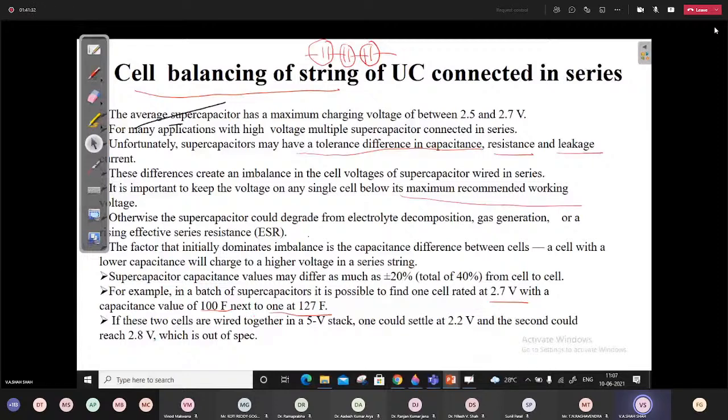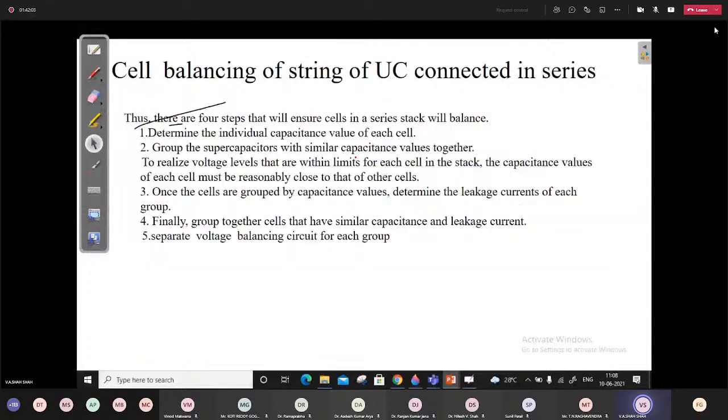Their voltages, let's say, are the same. We would like to charge them to the same voltage. If these two cells are wired together in a 5 volt pack, one could settle at 2.2 volt and the second at 2.8 volt. The larger capacitance will get charged to 2.2 volt and the lower capacitance will get charged to a higher voltage, which is out of specification. So in that case, these are the four steps that will ensure cells in a series stack will balance.